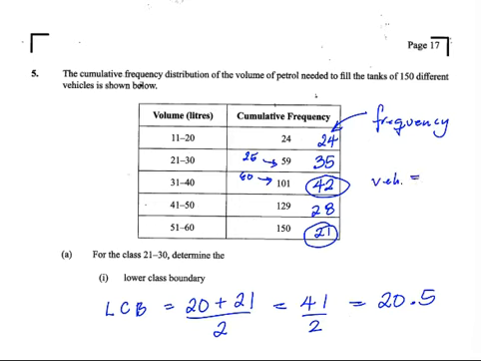Vehicle number 75, which is the volume needed to fill vehicle number 75, is the median. The amount of petrol needed to fill vehicle number 75 is between 31 and 40 liters. So therefore the median must lie between 31 and 40 liters. And that is why 43.5 liters is not a correct estimate of the median.